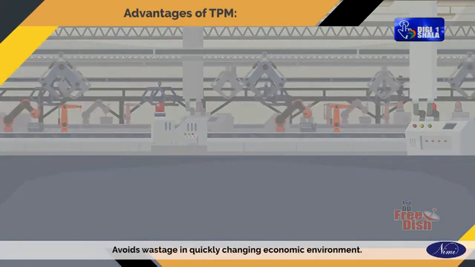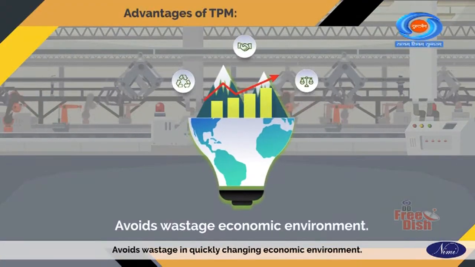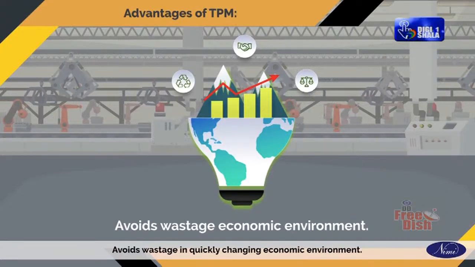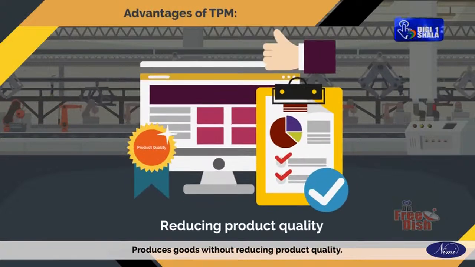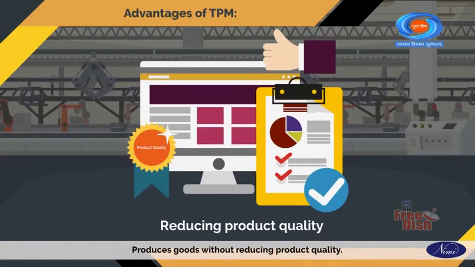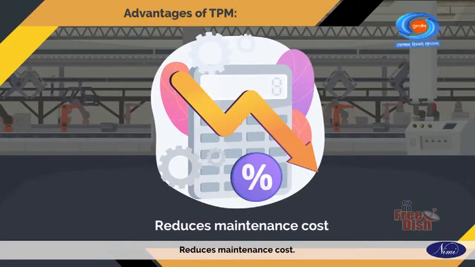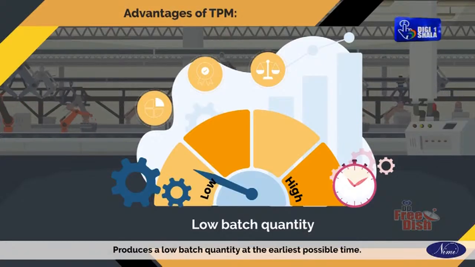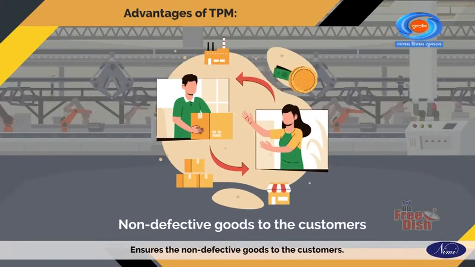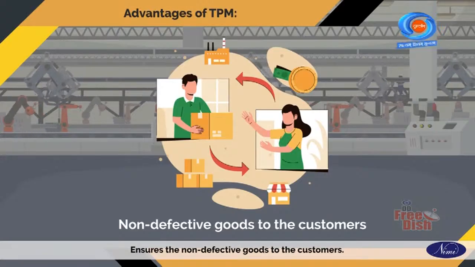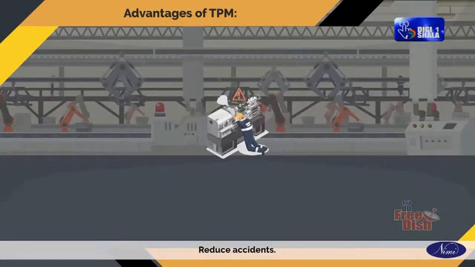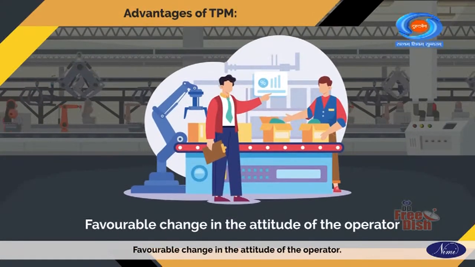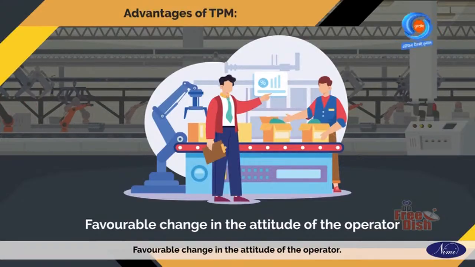Advantages of TPM: avoids wastage in quickly changing economic environment, produces goods without reducing product quality, reduces maintenance cost, produces a low batch quantity at the earliest possible time, ensures the non-defective goods to the customers, reduce customers' complaints, reduce accidents, follow pollution control measures, favorable change in the attitude of the operator.